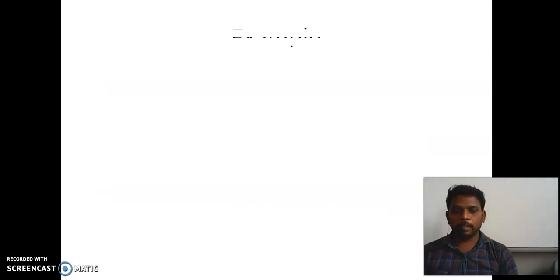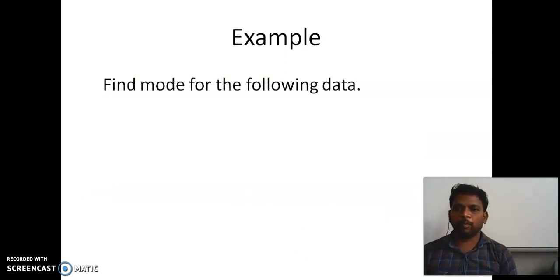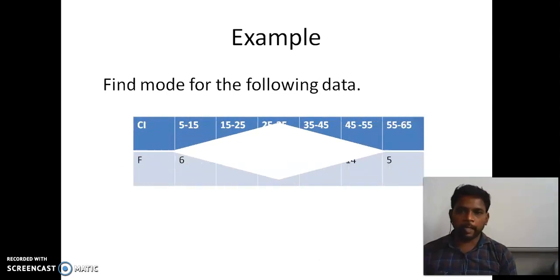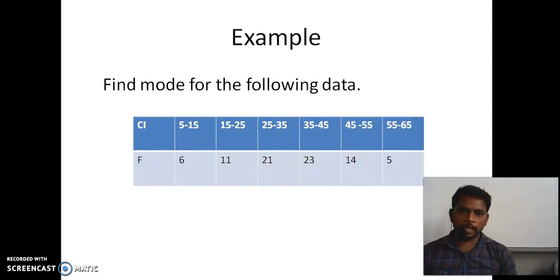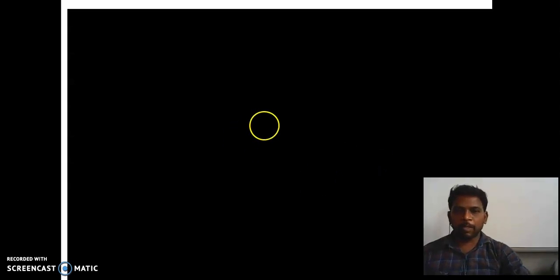The next example is related to grouped data. Find the mode for the following data. It is a continuous class interval. As told earlier, before solving continuous data, first check whether the intervals are continuous. Here the first interval ends with 15 and the second starts with 15; the second ends with 25 and the third starts from 25. So it is continuous. Now we are going to find the mode. Let us go to the solution video now.